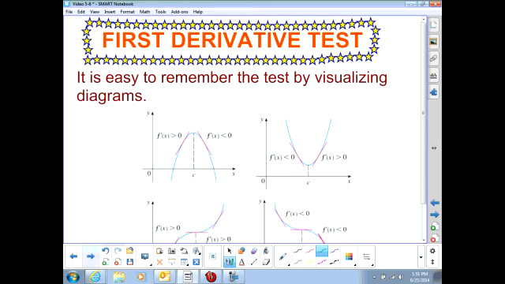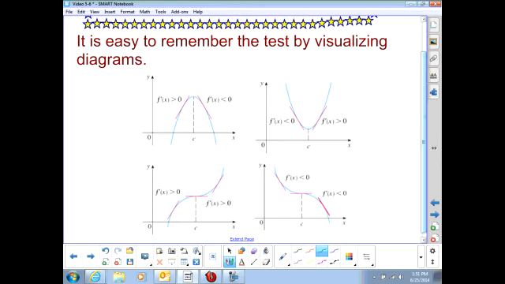So to put it all together, this is our first derivative test. If the derivative goes from positive to negative, we know then we have a local max. If it goes from negative to positive, we have a local min. If it goes from positive to positive or negative to negative, we don't have anything. We just have a horizontal tangent line there.